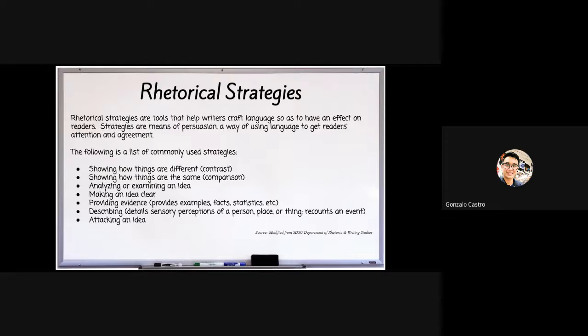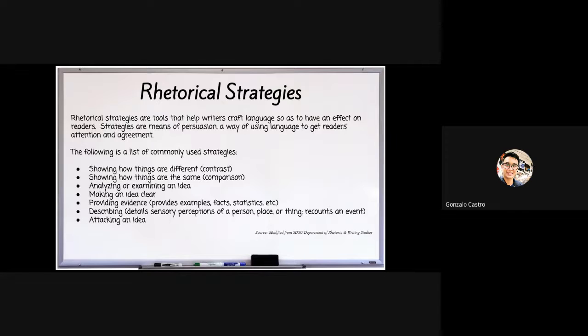So the following is a list of commonly used strategies. The first one is showing how things are different. Next is showing how things are the same. Analyzing or examining an idea, making an idea clear. Providing evidence. So if an author is providing evidence, you'll notice things like factual examples, statistics, etc.